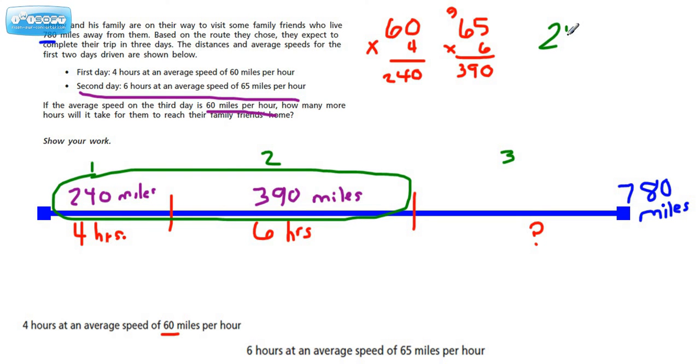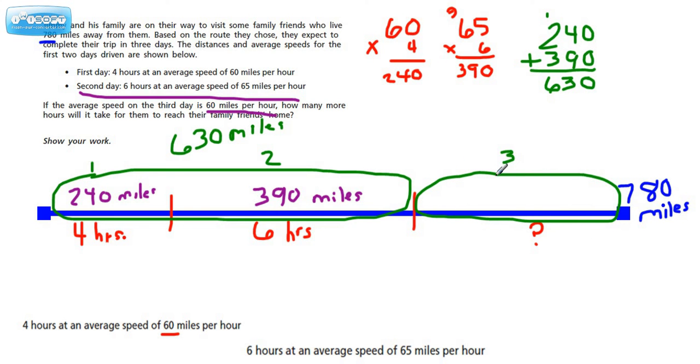So we have 240 plus 390. And when we add that up, here we get the 0. Here we get 13. And then here we get the 6. So on days 1 and 2, they've gone 630 miles. And we need this value right here. We need to know how many miles that is. If we subtract this from this, then we'll have that number.